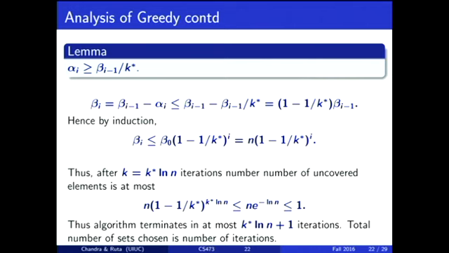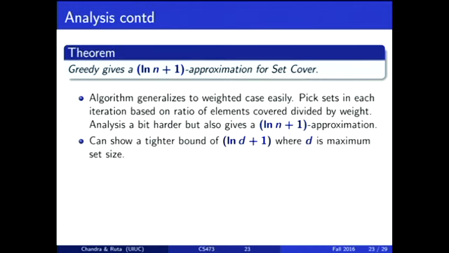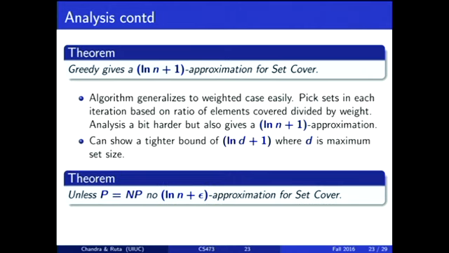But that's the nature of the problem, and here is what we can conclude. The greedy algorithm gives you a log n plus 1 approximation for set cover. And the amazing thing is that you cannot do better than this unless P equals NP. This is a very non-trivial proof. So the greedy algorithm is optimal in the worst case. There is slight slack, but more or less you can't do anything better for this problem unless P equals NP. And the algorithm generalizes to the weighted case and many other applications.